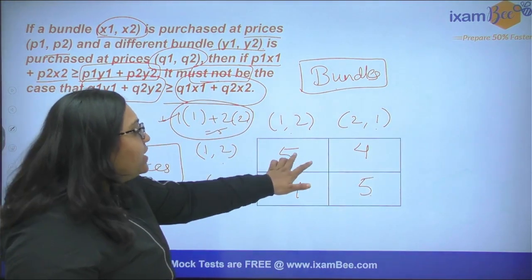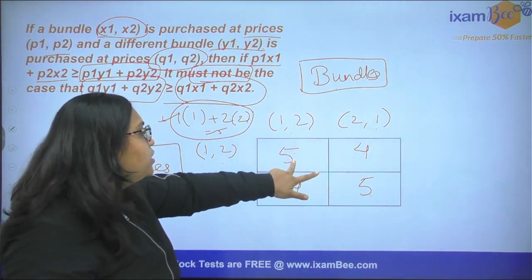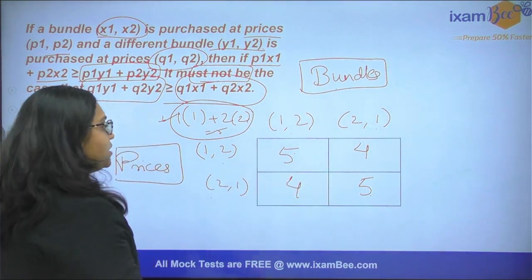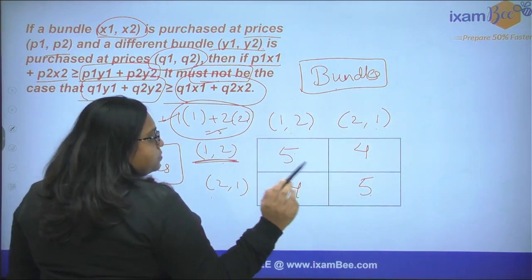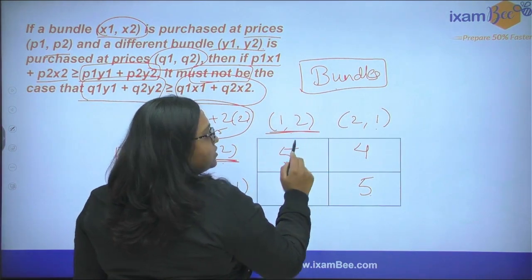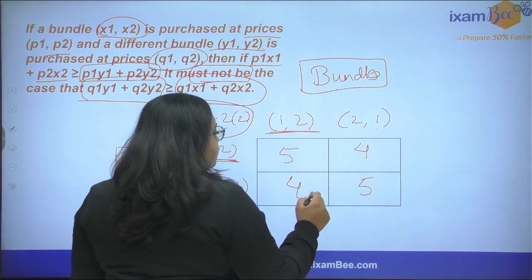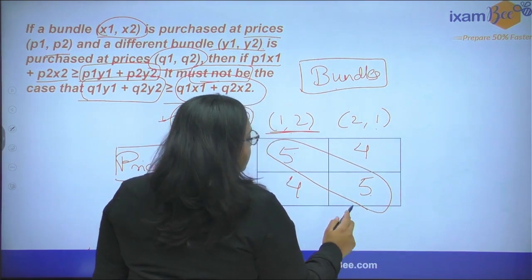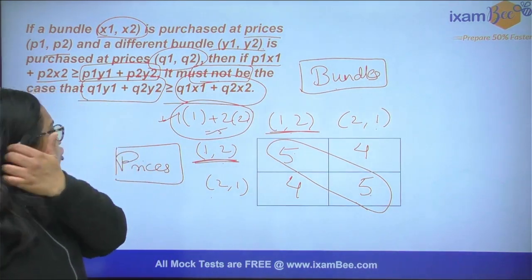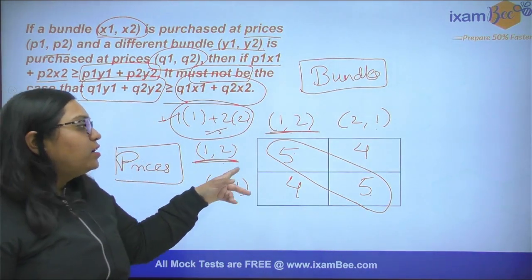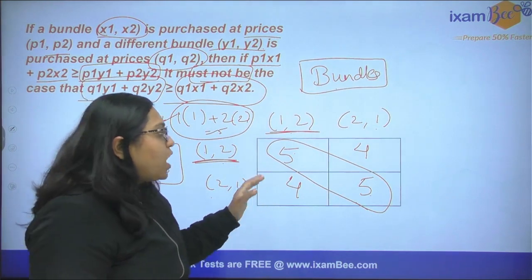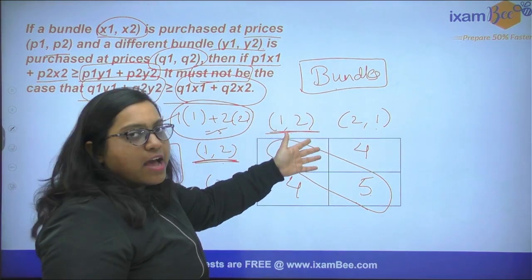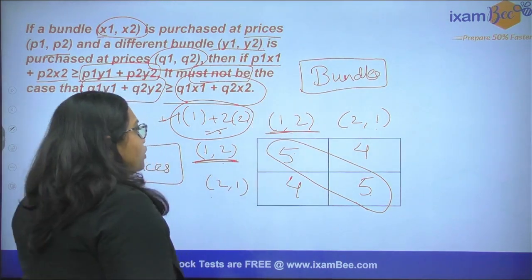Now, the diagonal numbers are the numbers which the consumer is actually purchasing under different scenarios. That means when the price is (1, 2), it was mentioned that the consumer is purchasing this bundle, right? So the diagonal elements tell you how much expenditure is being made under the different scenarios. Now we compare the expenditures under the other scenarios with the diagonal elements. So what does it tell you?